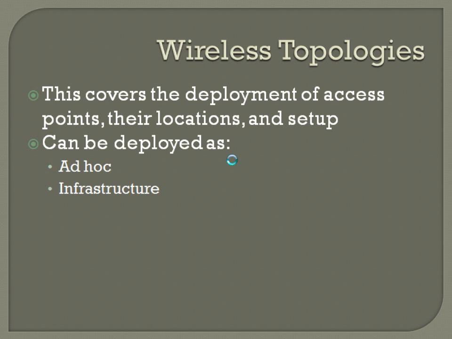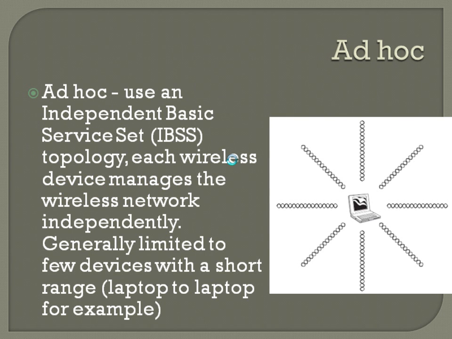Ad hoc uses an independent basic service set, or an IBSS topology. Each wireless device manages the wireless network independently. It's generally limited to devices with a short range, like laptop to laptop, for example. If you're connecting to a Bluetooth device through your laptop, that would be an example of an ad hoc network. So it's a limited set of conditions where you're actually going to mess with this.